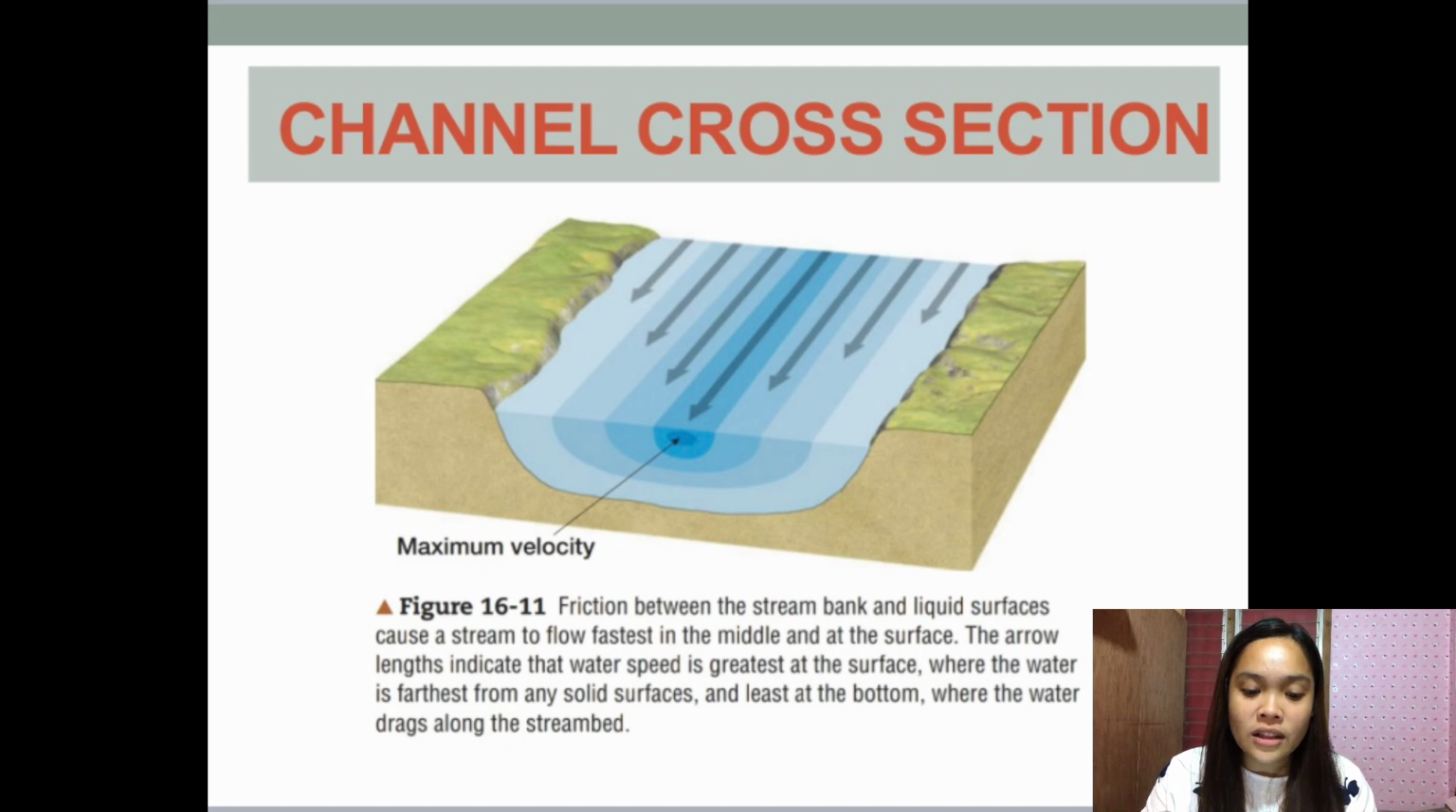So, the arrow lengths indicate the water speed is greatest at the surface, where the water is farthest from any solid surfaces, and least at the bottom where the water drags along the stream bed.